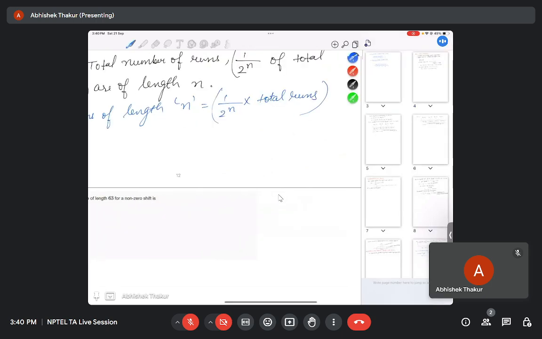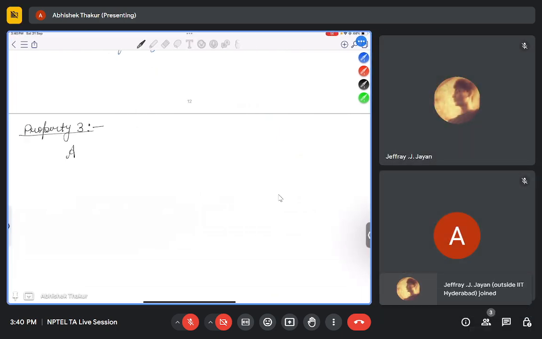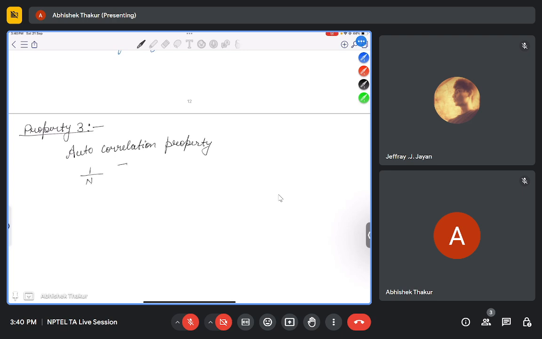Now coming to property 3, and after this we will start solving the questions. So this is the autocorrelation property. So in this, 1 by n of summation of C of n into C of n minus d shift. So this d is the shift. C of n can be plus minus 1, and n is the length of the pseudo noise sequence.